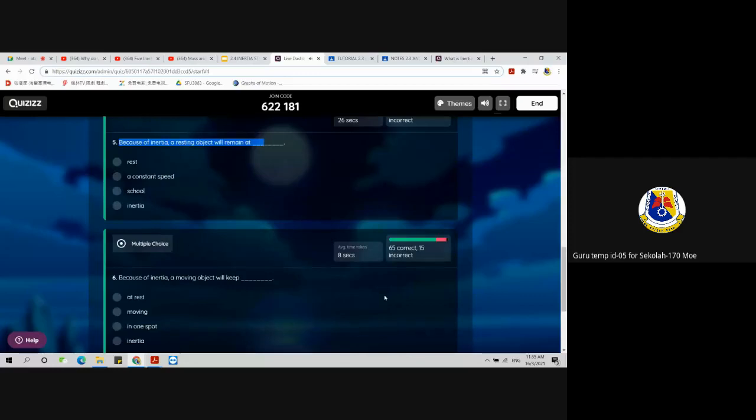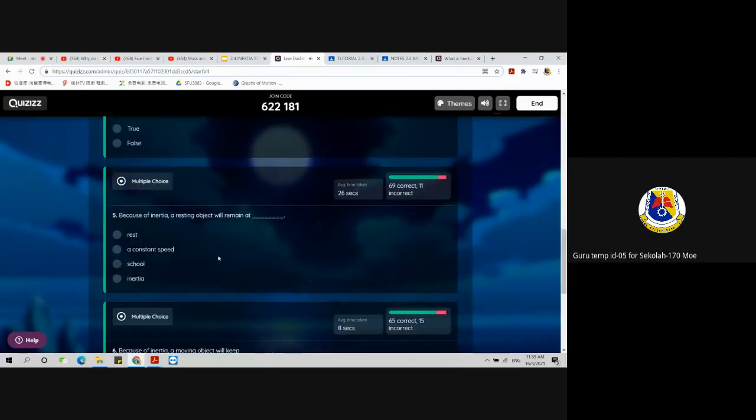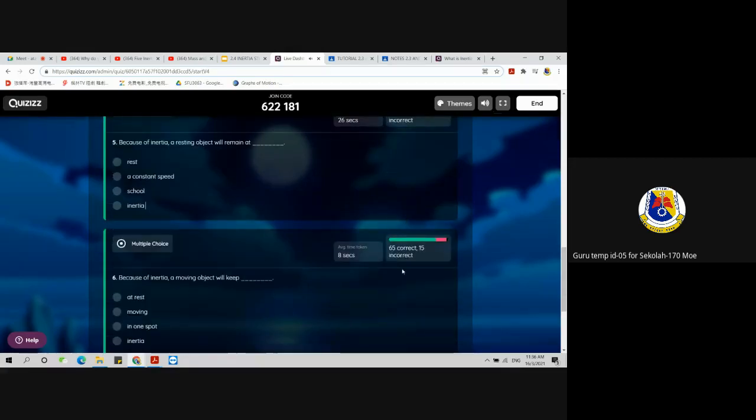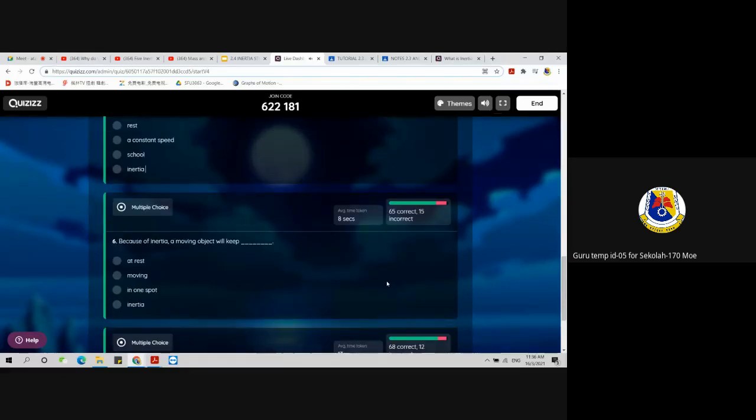In question 6, I think most of you will choose inertia. Moving, yes. Actually, because of the inertia, a moving object will remain at constant speed. So 11 of you getting this incorrect. So for this, 15. Oh, here, right.